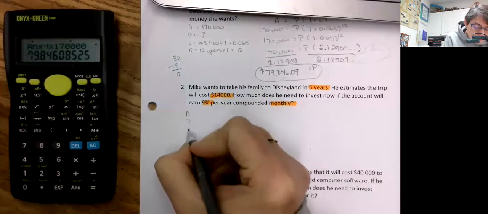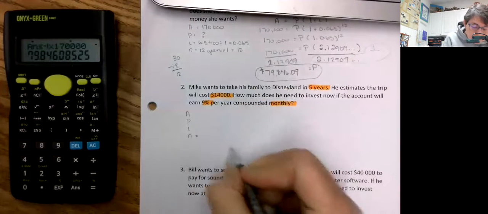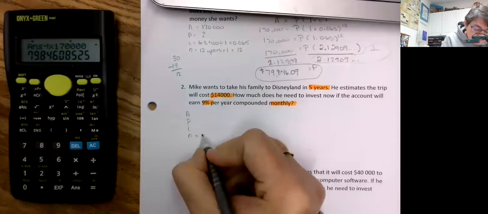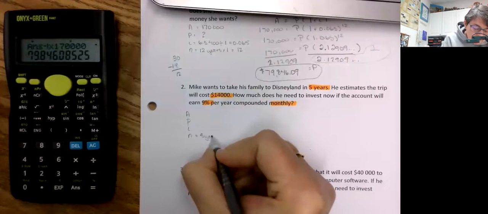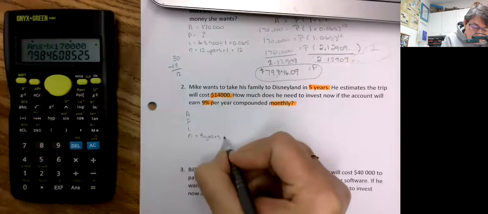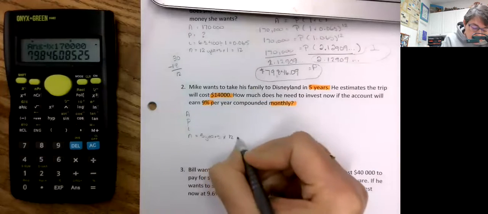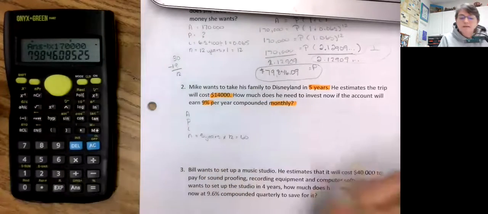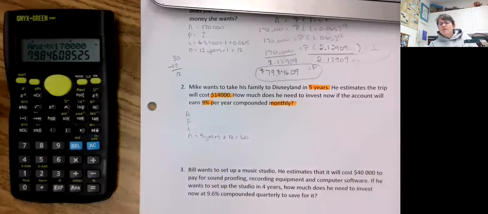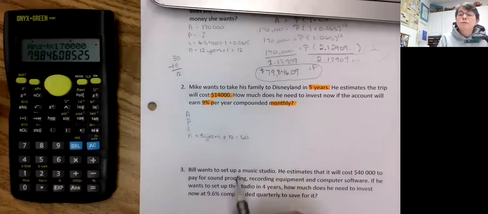A, P, I, N. 5 years. Times compounded monthly. And if you're wondering why we start with N first, I don't know. For me, it's the easiest. So I start there. I'm feeling smart. Now I'm going to keep going.